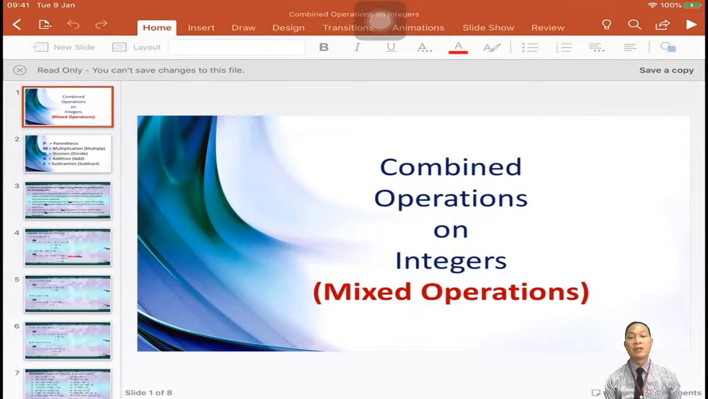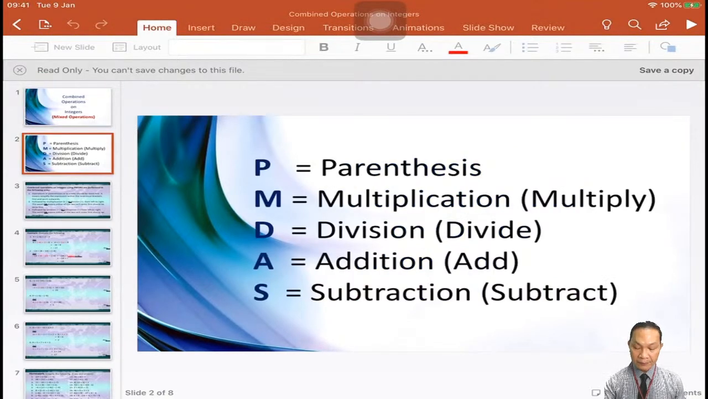So to simplify or evaluate combined operations on integers, we need the acronym PMDAS, or some call it PEMDAS. Now we will not include the exponent here because we have not yet discussed exponents. That will be our topic after the midterm exam.